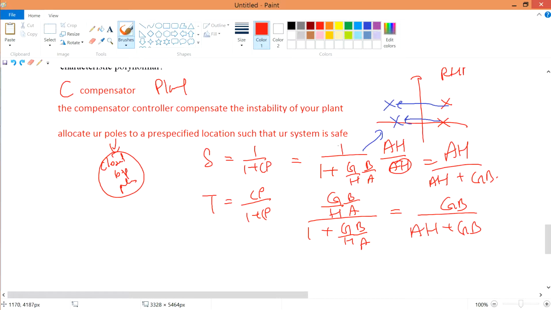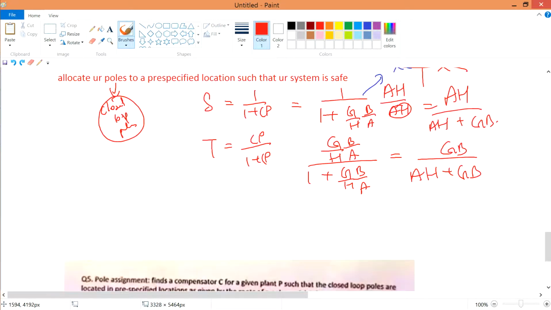So we have closed loop. All of these things over here are closed loop. S and T are closed loop, if you still remember. And therefore we know that closed loop poles are what we want. Normally when we do things, we want the closed loop poles. As you can see, AH plus GB and AH plus GB is the same, and therefore this is our polynomial.